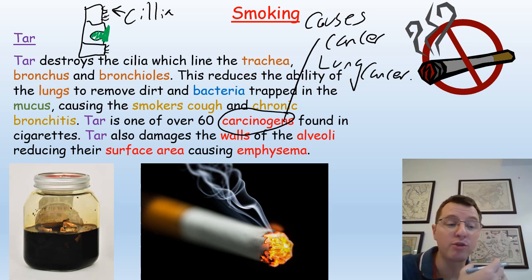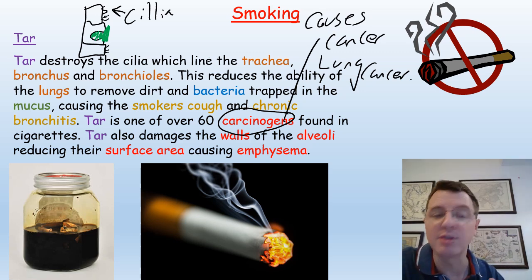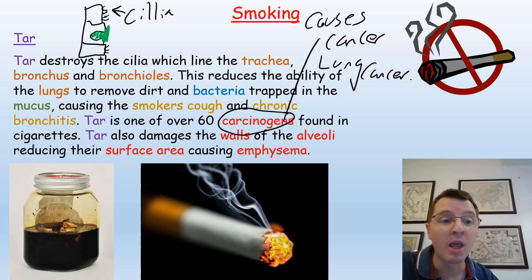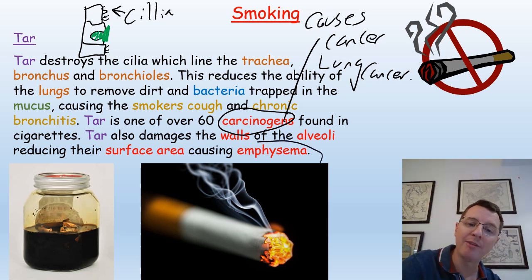So if there are fewer walls of the alveoli, that means there's less diffusion, less oxygen reaching the red blood cells, which means there's less respiration happening in the body cells, and that means your body cells have got less energy. And this can cause a disease called emphysema.